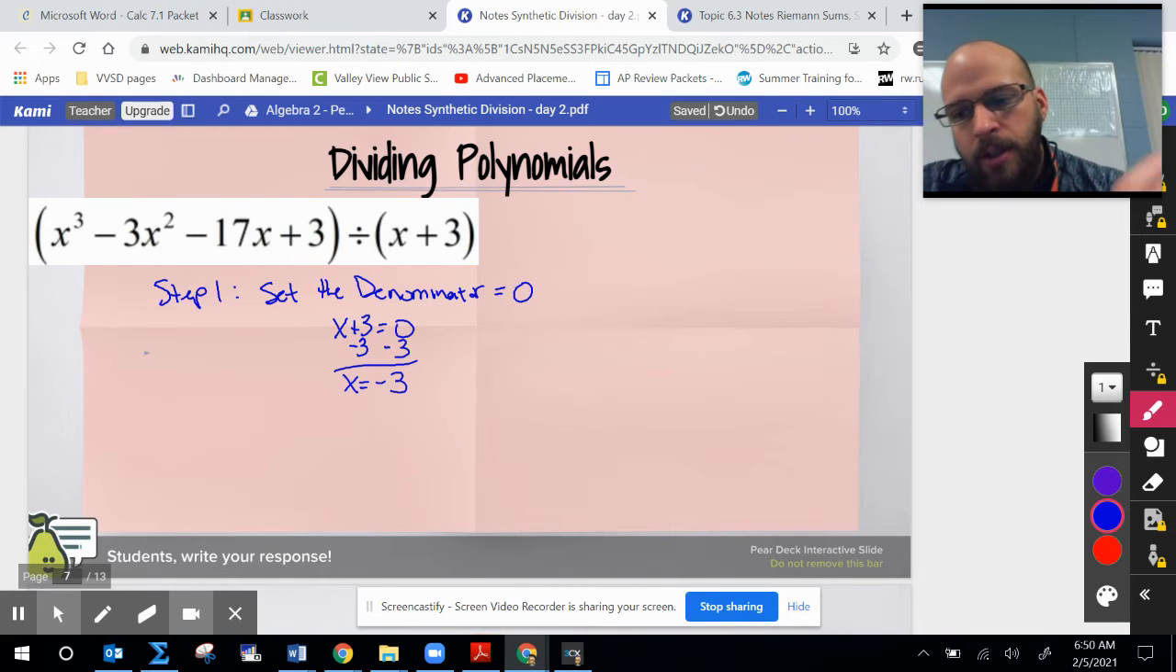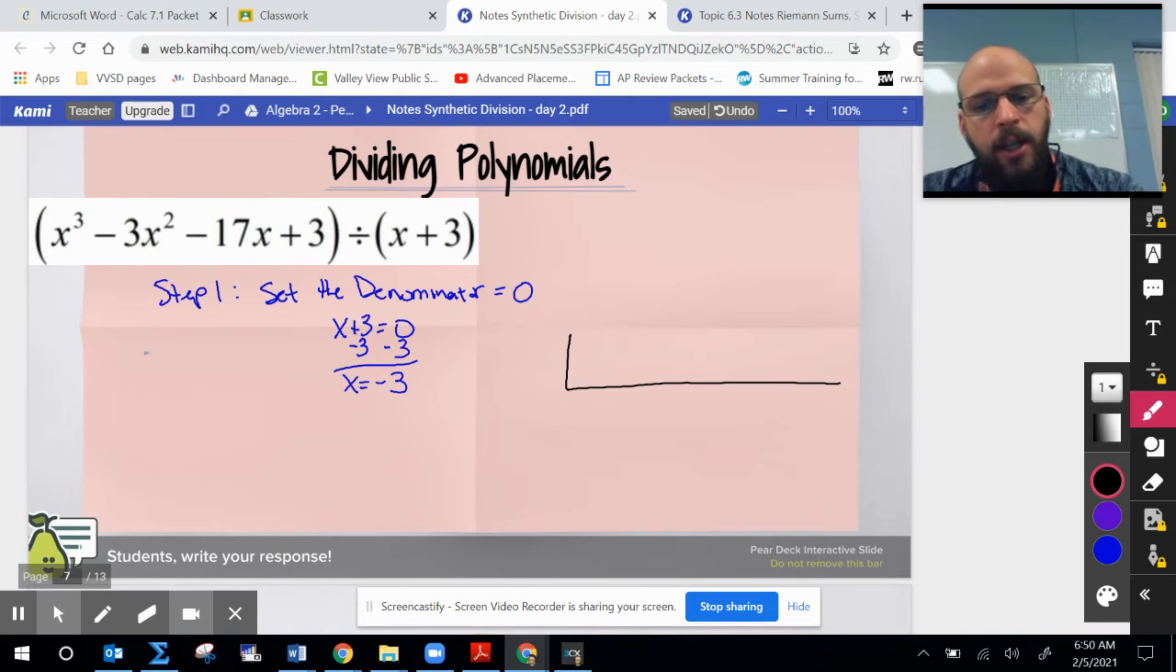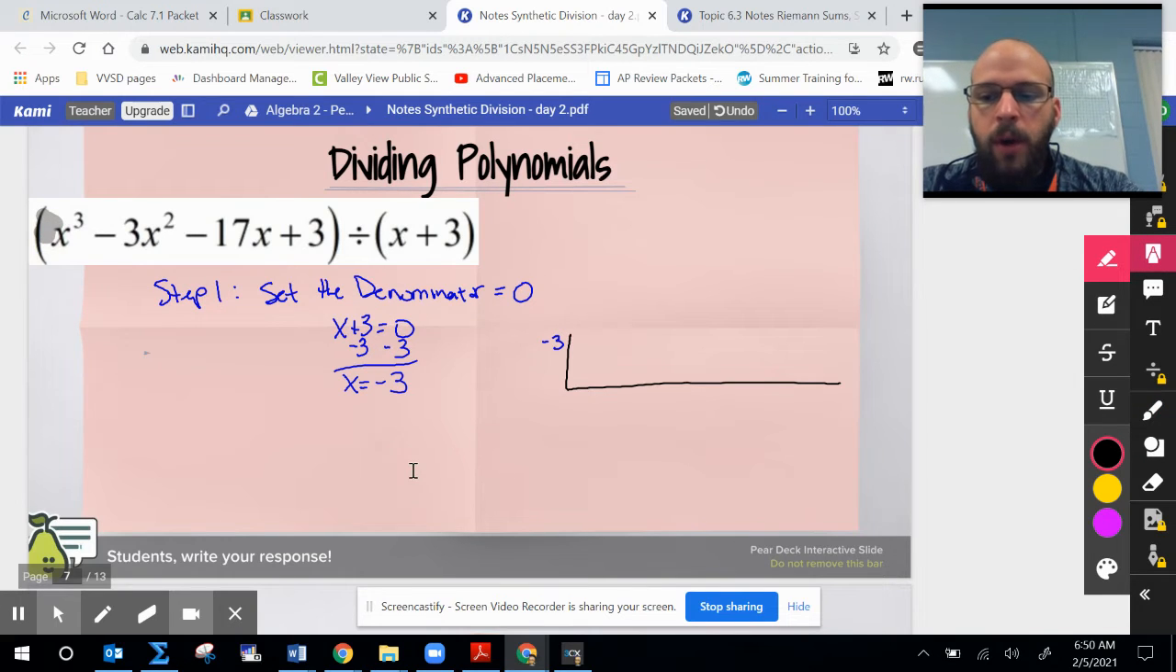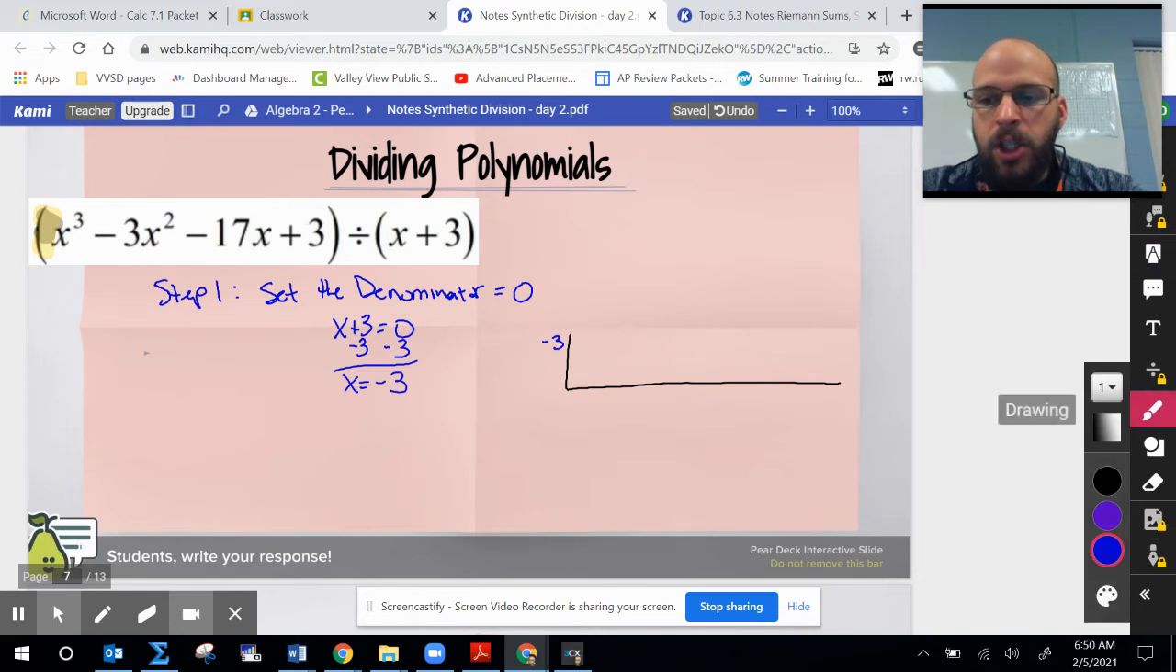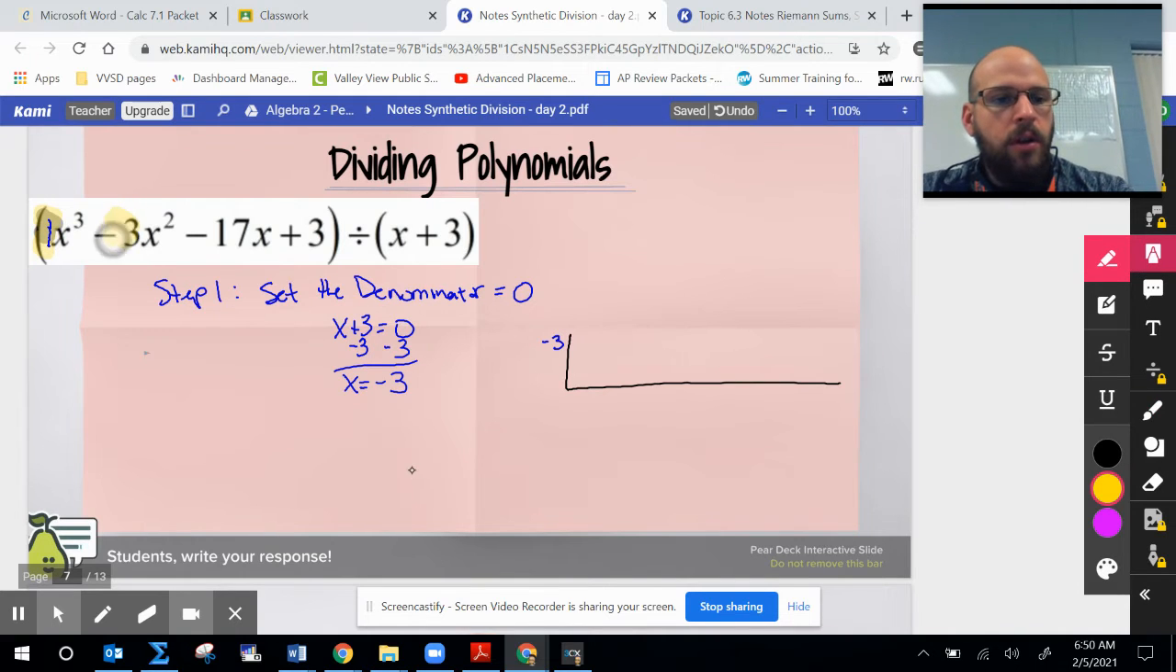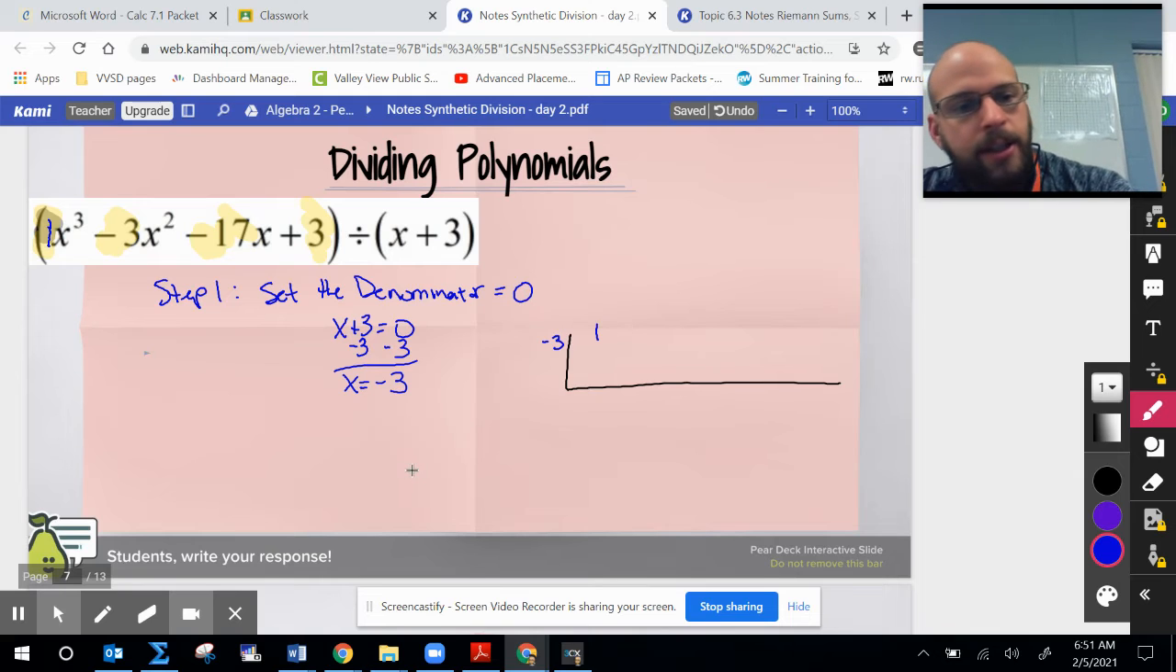Okay? Then step 2 is I set up this synthetic division, and that negative 3 goes to the outside. Okay? Now, we have to look back at the original problem. We want the numbers that are in front. So if there's no number there, right? So if I just have x cubed, there's like a 1 there. Negative 3, negative 17, and 3, right? So those are the numbers that are going to go on the top row of my synthetic division.